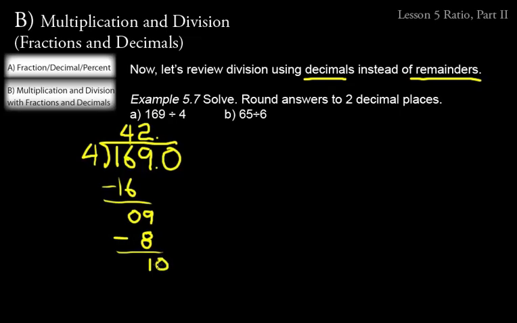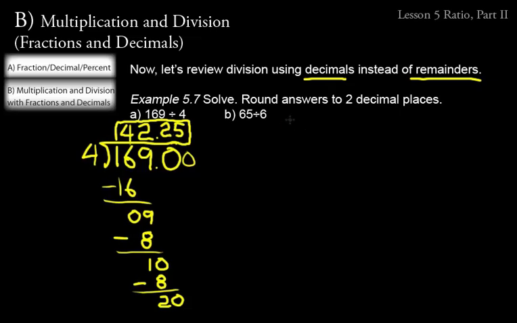4 goes into 10 2 times, and so we'll have an 8 here. Subtract, and we get 2. Another placeholder 0, and I'll bring down the 0, and 4 goes into 20 exactly 5 times. So we'll just go ahead and stop there. 42.25. That's the answer there for 169 divided by 4. Look at B, 65 divided by 6.